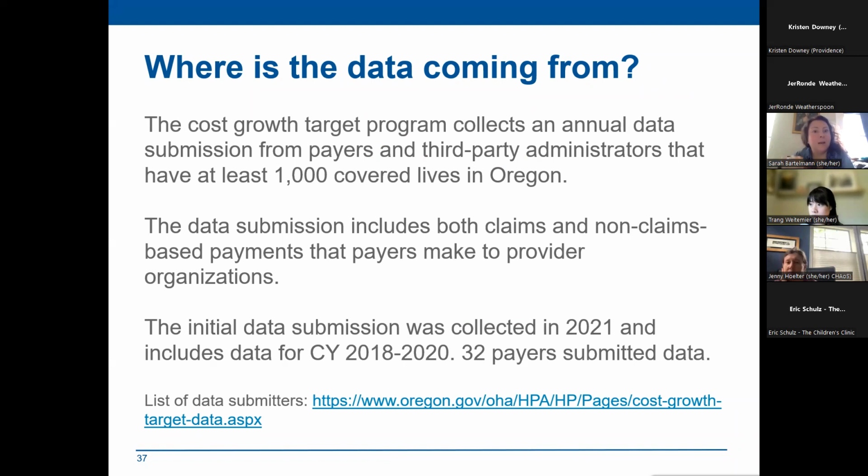We've gone through the validation of our initial data submission, and we just finished that up with 32 payers. So we are collecting data from a lot of different organizations. The payers are tracking which dollars in which categories and to which providers. Let's talk about how they do that next.